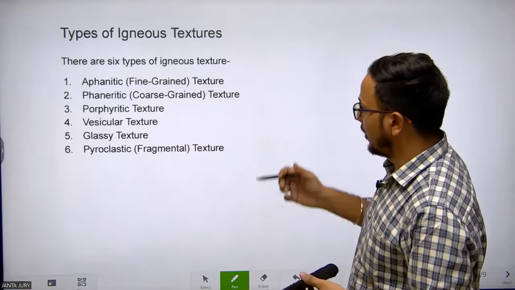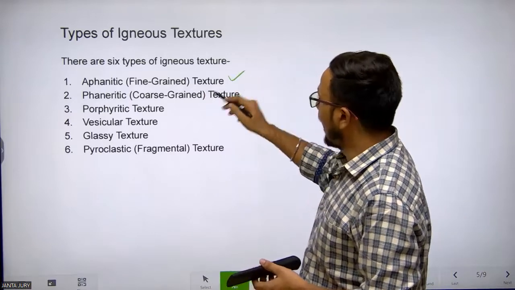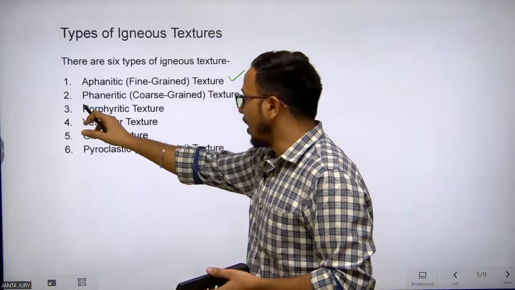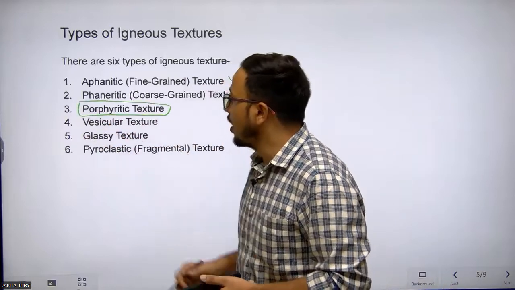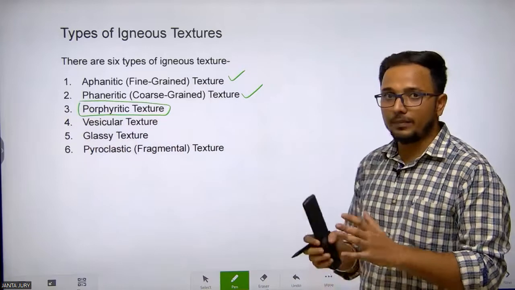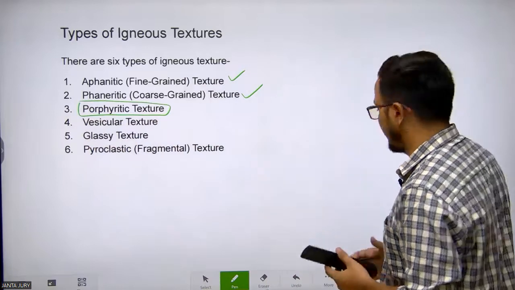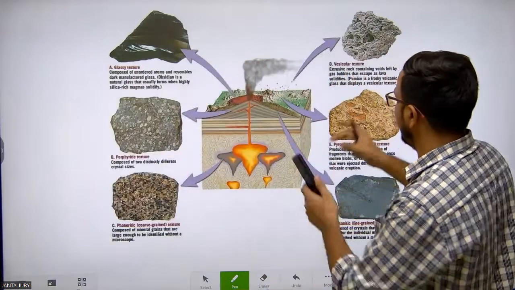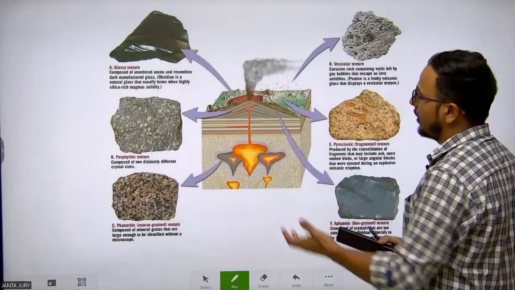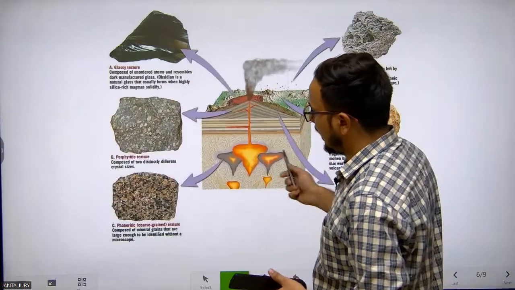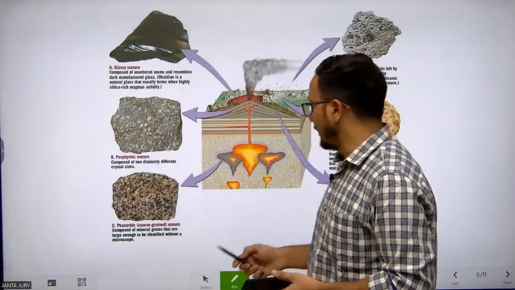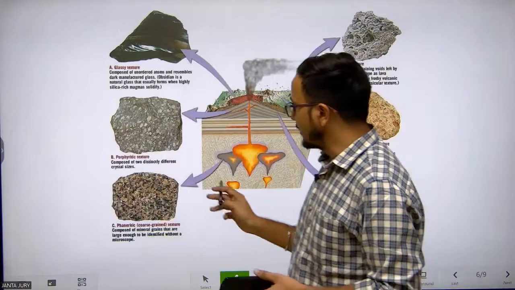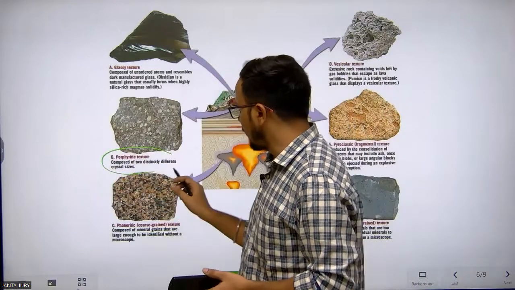We have already covered aphanitic fine grain textures and phaneritic coarse grain textures, and now in this session we will cover porphyritic textures. So we will see what porphyritic textures are. This is how magma erupts, and different types of textures form. If it is intrusive, then there will be very coarse grains. If it is on the upper side, you will find aphanitic textures. Now in this section we will cover porphyritic textures.